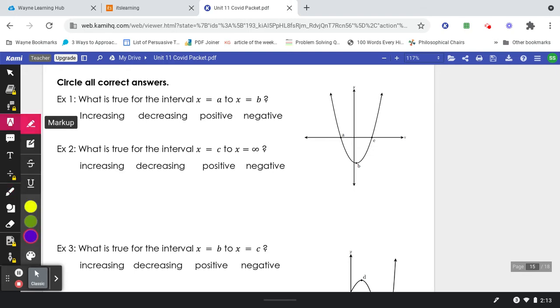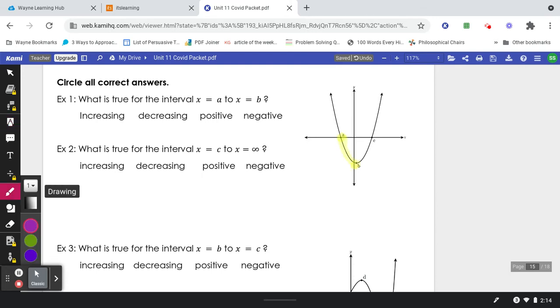So first let's find that on our graph. A is here and b is here. And so we're talking about this section right there. So let's find what's true about that. Let's see, from A to B, is it increasing or is it decreasing? Looks like it's decreasing, goes downhill. And is it positive or negative? Is it above or below the x-axis? Looks like it's below, so that's a negative.